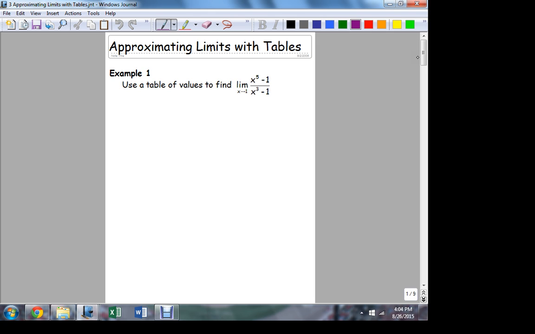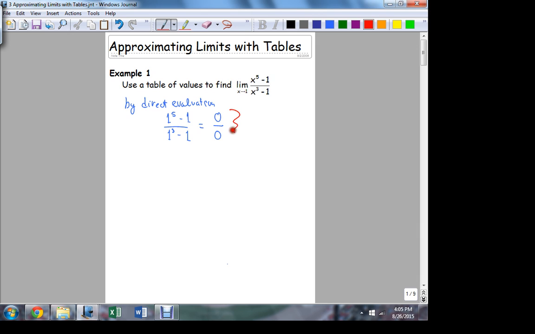Well, number one, the first thing I always do is a direct evaluation. What happens if I replace the variable with the limit point? I'm always going to do this, because if you do get a real number as a solution, then in the typical case, you're done. So by direct evaluation, what do I get? 1 to the 5th minus 1 divided by 1 cubed minus 1. What is that? 0 over 0.